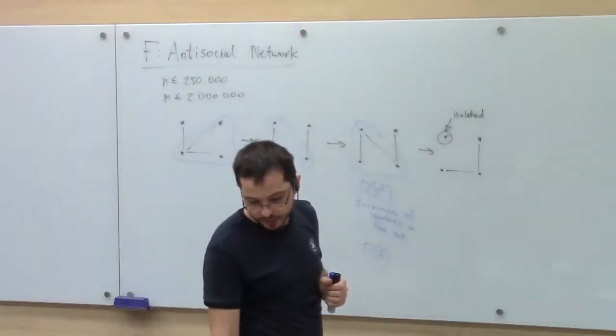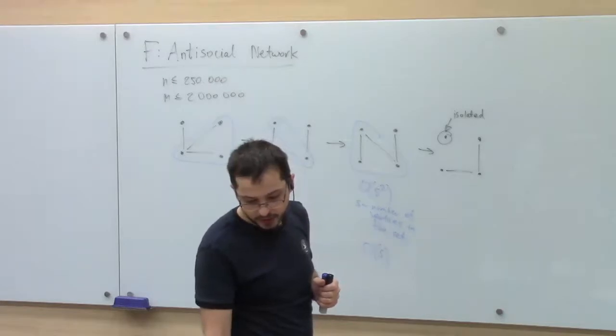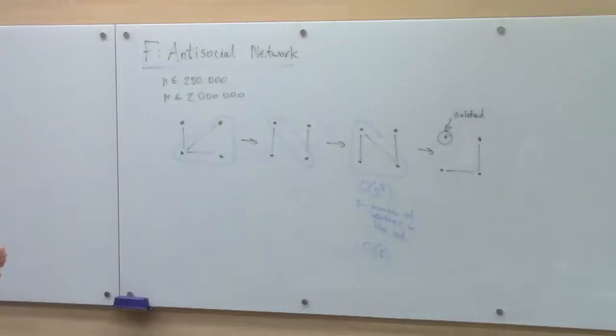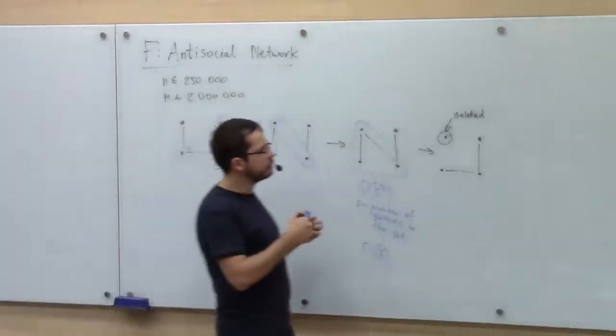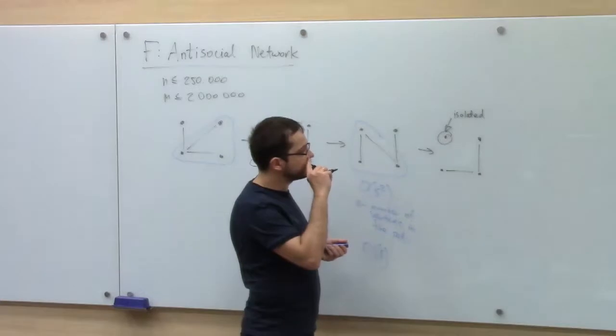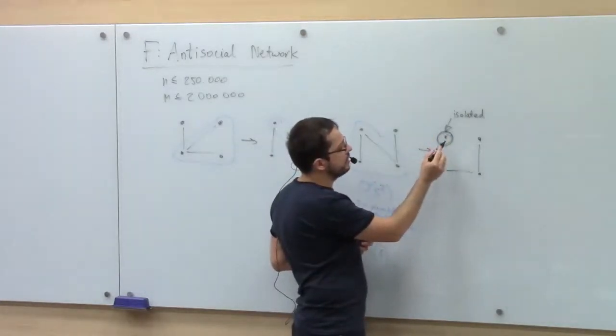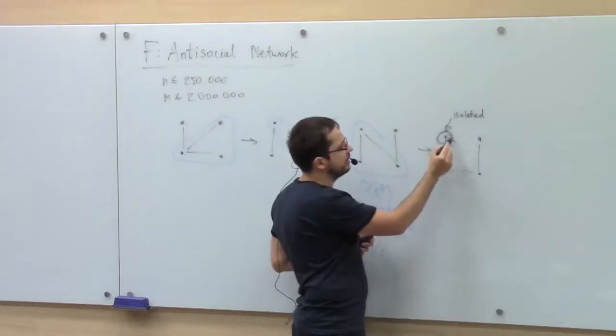Okay, so how to do this? What we want to do is, for every vertex, we would like to see whether it has some edges or not.